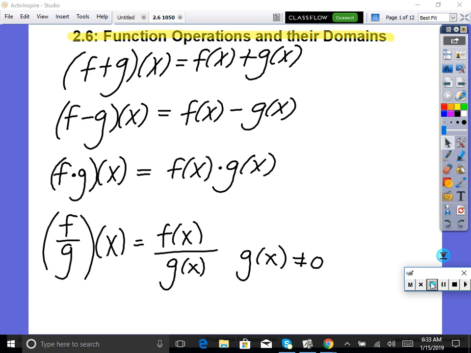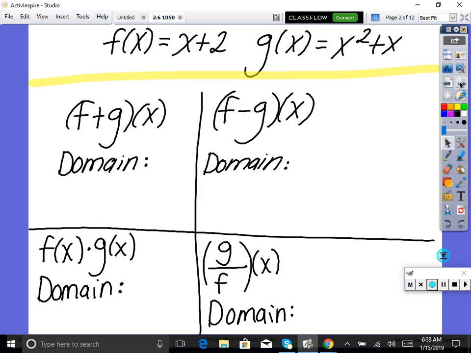Okay, unfreeze. So it's just exactly what it says to do. We will do it. So let's see some examples here. Given f of x at the top and g of x at the top, it says find f plus g of x and then state the domain.